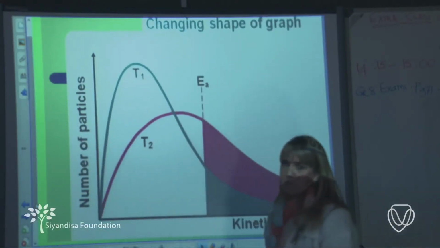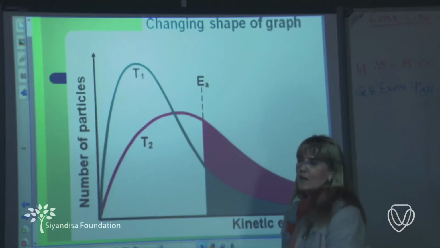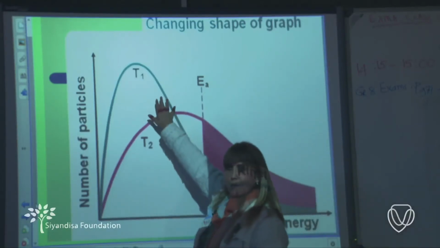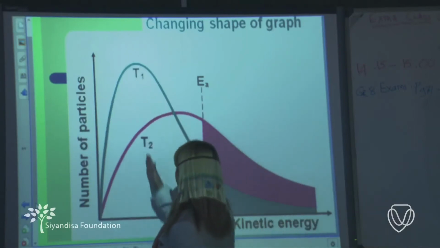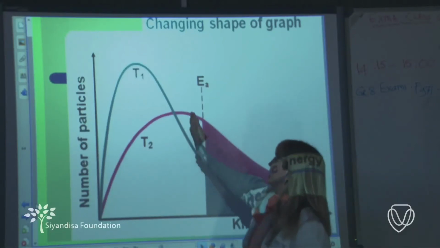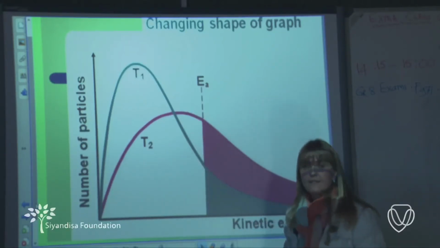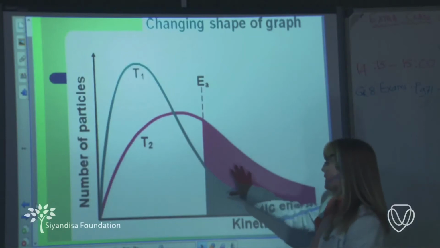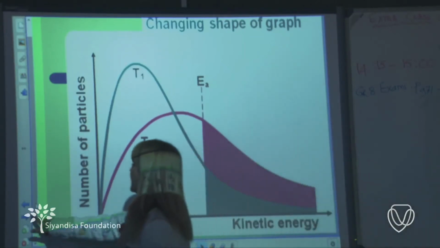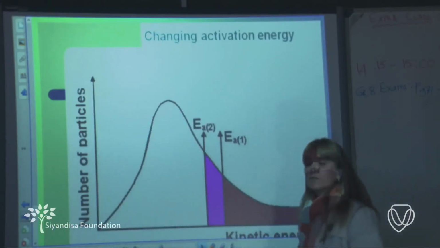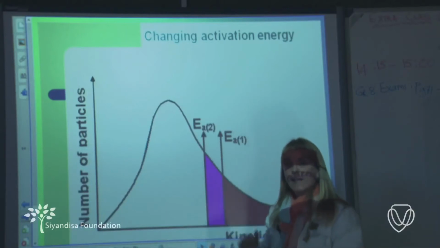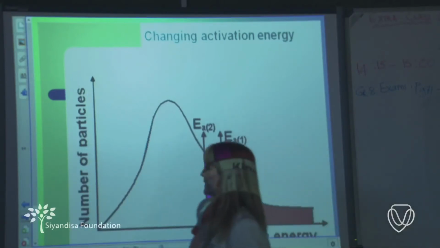Right, there's a much better picture than the one I drew. I don't know why I try and draw these things when I've got it so nicely done here. This is at the original lower temperature, where the average kinetic energy is fairly low. I now increase the temperature, T2, and at an increased temperature, I increase the average kinetic energy. And I now have more particles with sufficient kinetic energy to react. In the second example, instead of changing the shape of my graph, I simply shift the position of the activation energy by adding a catalyst.